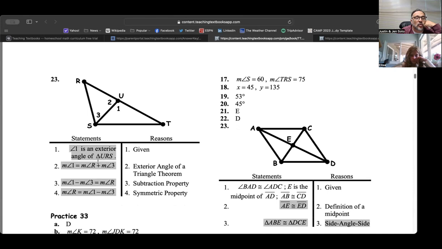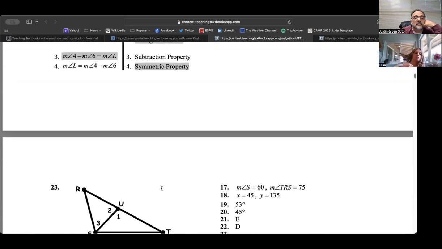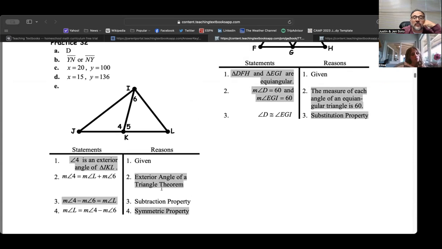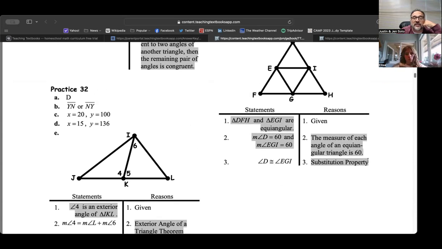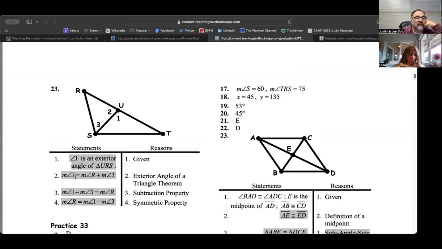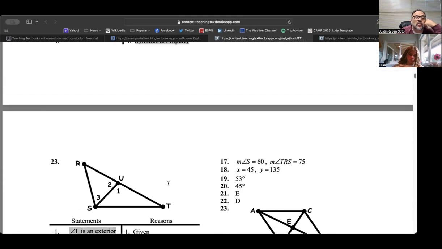Given, this is a score key I'm showing you right now. This is the exterior angle of a triangle. We just learned that last lesson. Then you subtract it out. Then symmetric property. That's the one we learned. That's the actual proof there for 23. Let's see, 22 was the one we just did. Oh, it's right here. This is 22. Yeah, substitution. Exactly what I showed you before. Given, they're both 60 degrees, substitution. Then we have the given, the exterior angle theorem, subtraction, because you're subtracting it, then symmetric property. So those are those two proofs that you have right there.